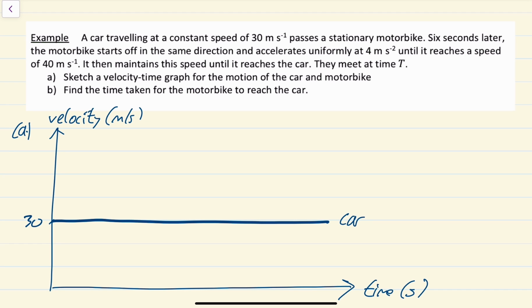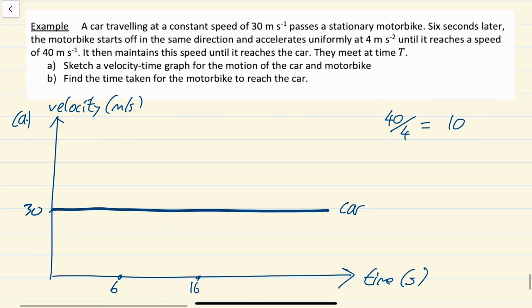6 seconds later, the motorbike starts off. So there's 6 seconds. The motorbike decides to get into action, and it starts off, and it accelerates uniformly at 4 meters per second squared until it reaches a speed of 40 meters per second. Okay, so you've got 40, and you're accelerating 4 meters per second squared. That's going to take you 10 seconds then. So by 16 seconds, it's going to be up to the speed it needs to be.